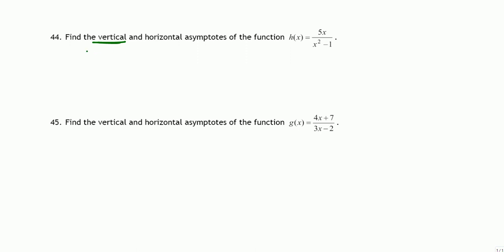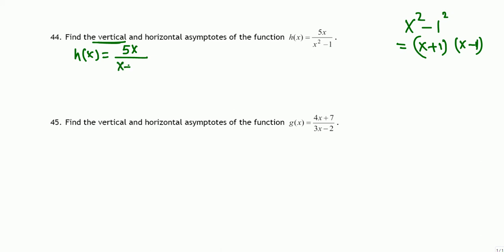So the given function h is 5x, that's already factored, 5 times x. On the bottom, x squared minus 1. How does this factor? X squared minus 1, 1 is 1 squared. This is a difference of two squares. So x squared minus 1 factors as x plus 1 times quantity x minus 1. And there are no common factors because x plus 1 is a block, x minus 1 is also a block.